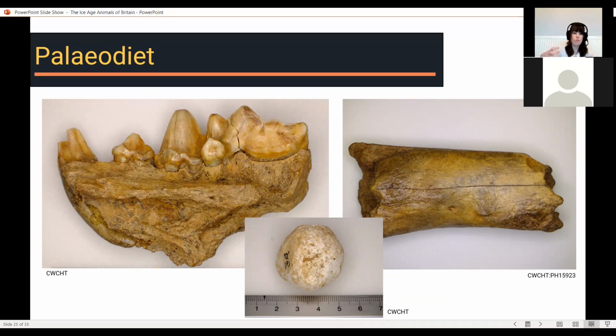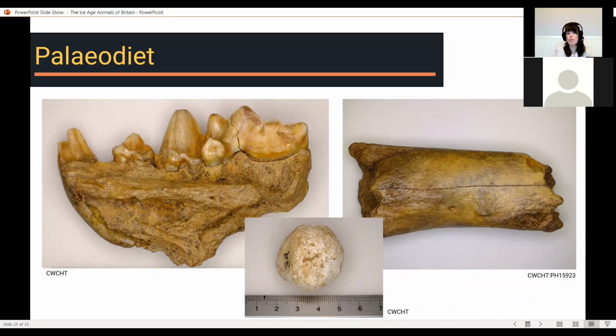So hyenas will consume bone, they'll gnaw bone, and a lot of the bones found in hyena dens exhibit quite distinctive evidence of hyena gnawing. So one example is this bone on the right-hand side here. So the edges of the bone are quite crenulated and rounded, and this is indicative of hyena gnawing. And from the bones found in hyena dens, we understand that they were consuming quite a wide range of species, similar to the spotted hyenas that live in Africa today. So hyenas in Britain were consuming species such as wild horse, woolly rhinoceros, woolly mammoth, particularly the juveniles, various deer species, aurochs and bison.